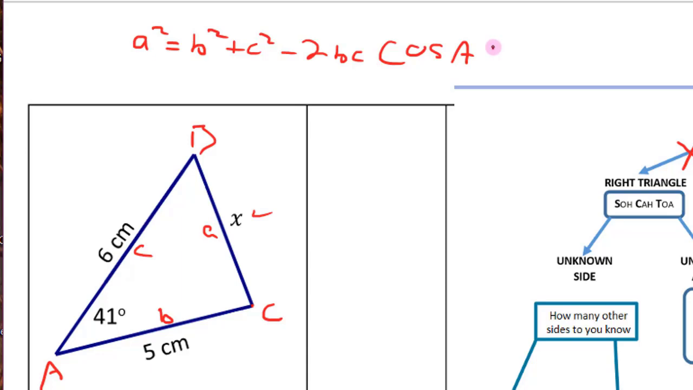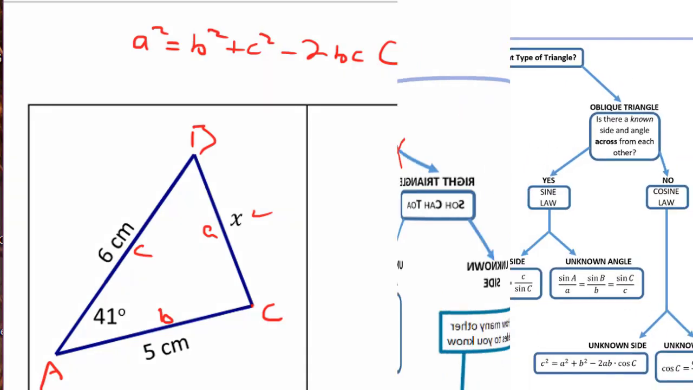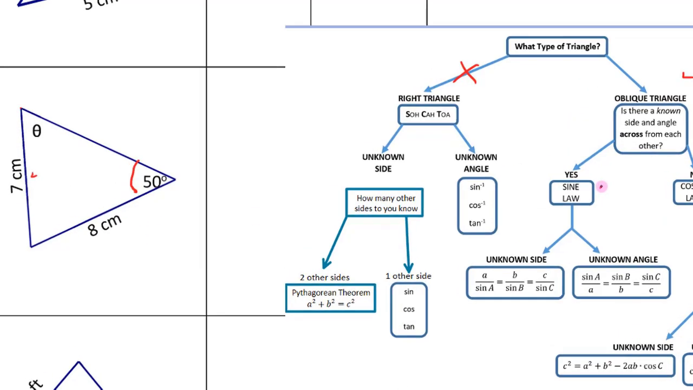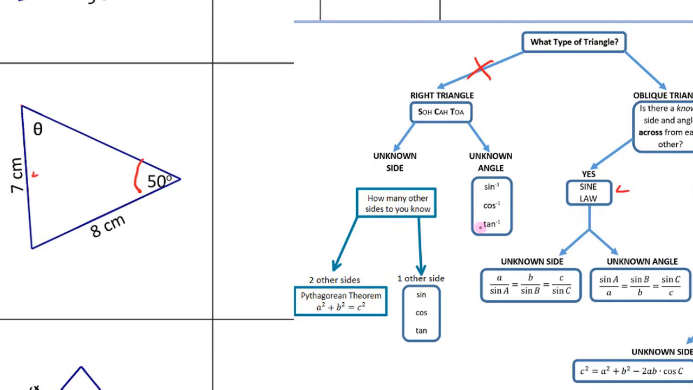Now all we need to do is substitute in what we know and solve. For this next triangle, again, we don't have a right angle triangle, so we're not going down this path. We have to ask ourselves, do we have enough information to use the sine law? In the sine law, we need to know an angle and the opposite side. And we do have that information, so we're going to be using the sine law. Next, are we being asked for a side or an angle? Well, we're being asked to calculate theta, which is an angle, which means we're going to use this trig function.